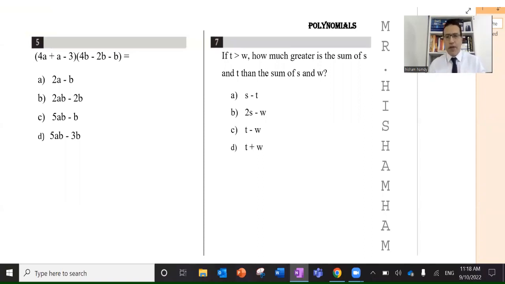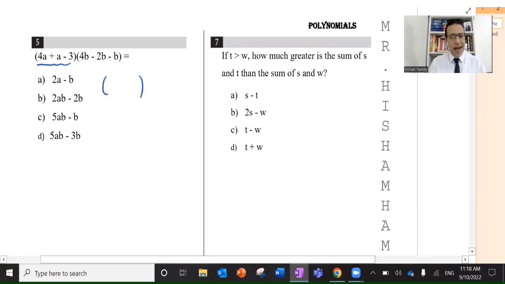Sometimes while we are solving the SAT questions, we need to think before we start working. And this is a big proof for that. If you start multiplying 4a by 4b, and 4a by 2b, and 4a by negative b, you will be far away from the answer. But if you look carefully at the first bracket, you will find that you can add the two terms 4a and 1a.